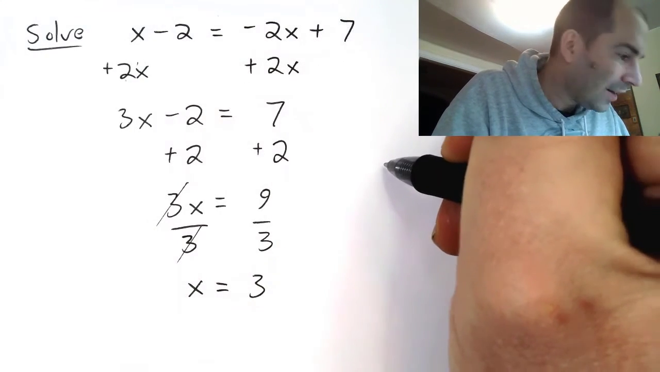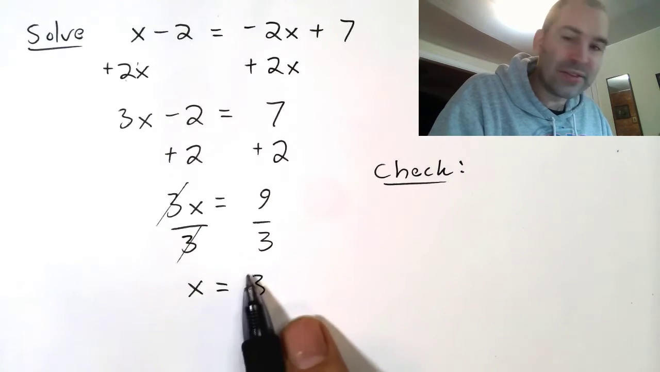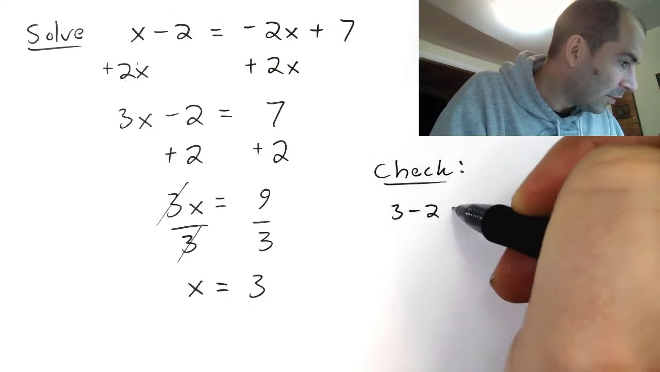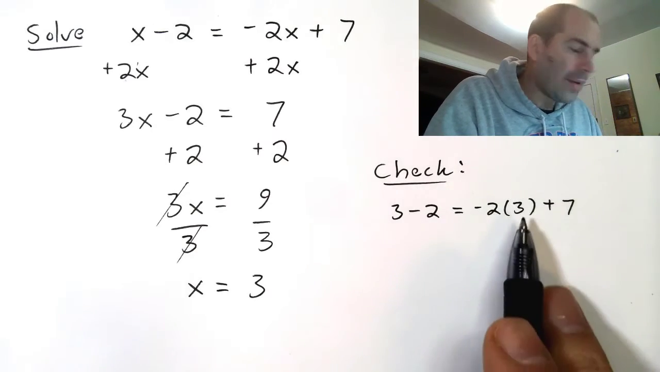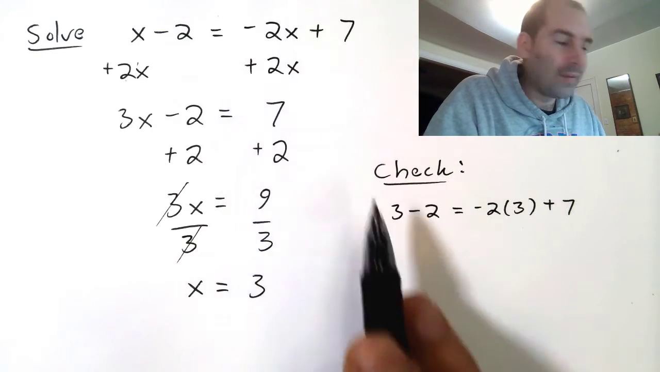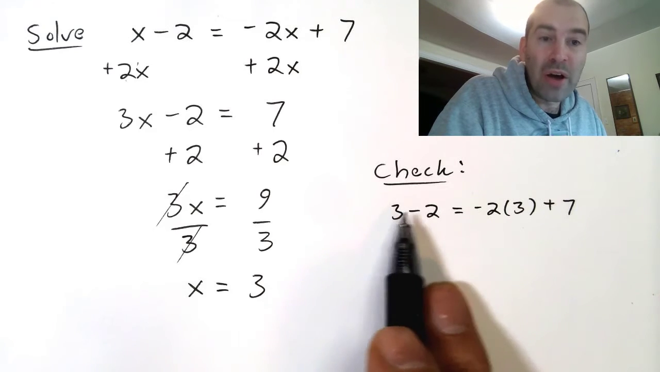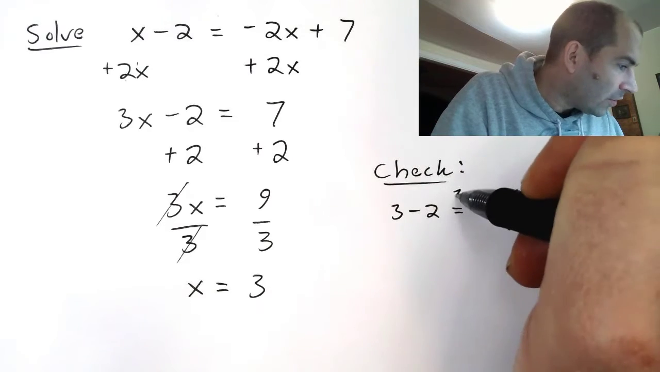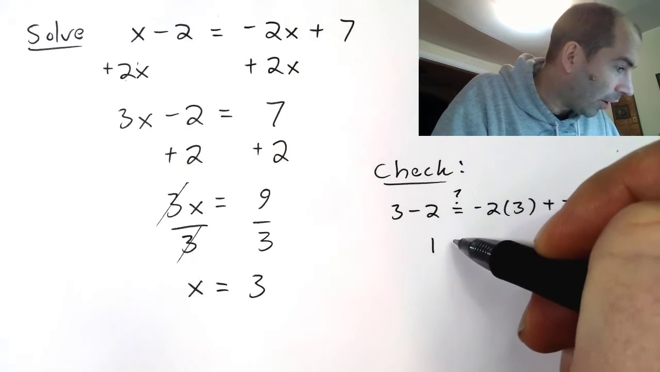Let's check our work. How do we check it? Well, we take this number and we plug it in place of the x up there. Notice I put parentheses here because I'm multiplying. I don't need to put parentheses around the 3 here because it's unambiguous what's going on. Okay, so I want to see, is that true? Well, 3 minus 2, well, that's equal to 1.